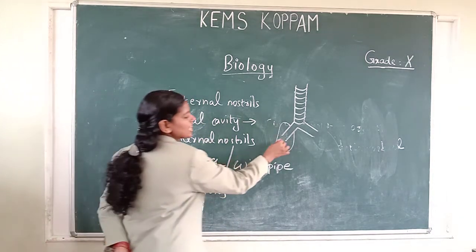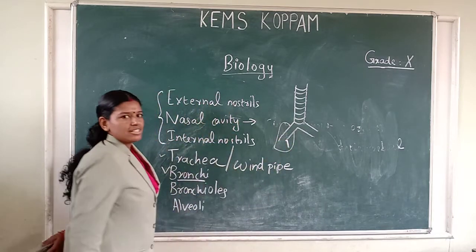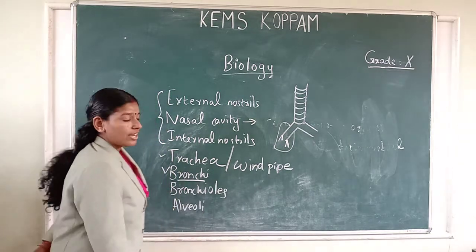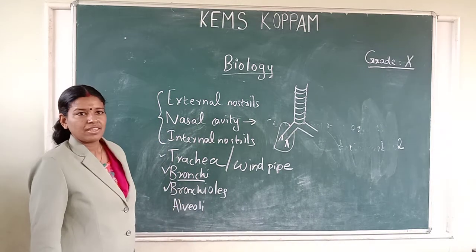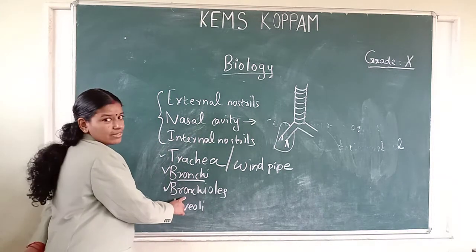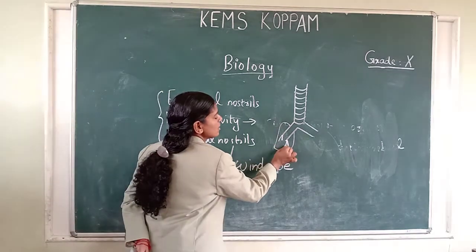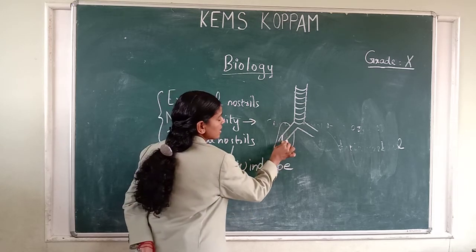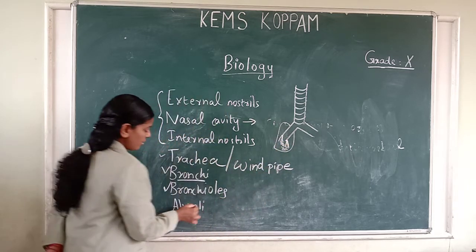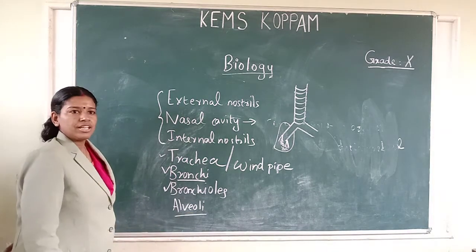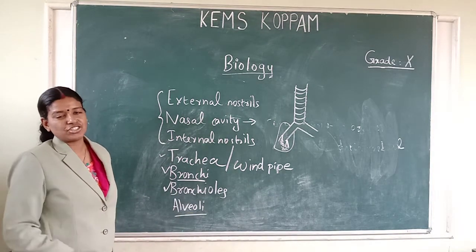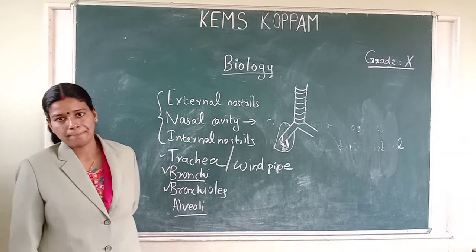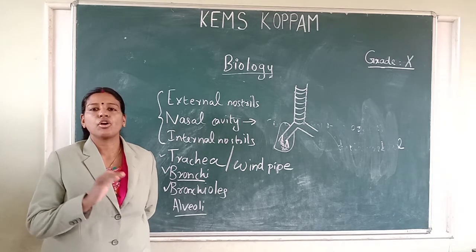Now bronchi divides again into finer branches. Again into finer branches it will divide, and these finer branches are called as bronchioles. And at the end of these bronchioles there is a bunch of small grape-like structures or balloon-like structures. They are called as alveoli. It is the site of gaseous exchange. Here, the exchange of oxygen, carbon dioxide takes place.